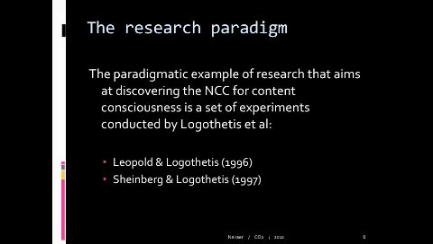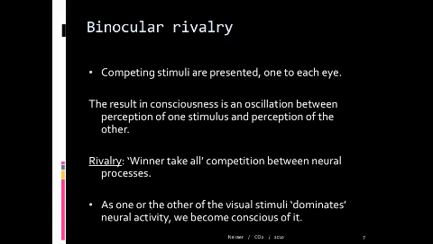The paradigmatic example of research that aims at discovering the NCC for content consciousness is a set of experiments conducted by Leopold and Logothetis 1996 and Sheinberg and Logothetis 1997. I will pause to describe this research. Logothetis' primate lab was the site of a series of experiments that exploit the phenomenon of binocular rivalry. In binocular rivalry, competing stimuli are presented, one to each eye. The result in consciousness is an oscillation between perception of one stimulus and perception of the other.